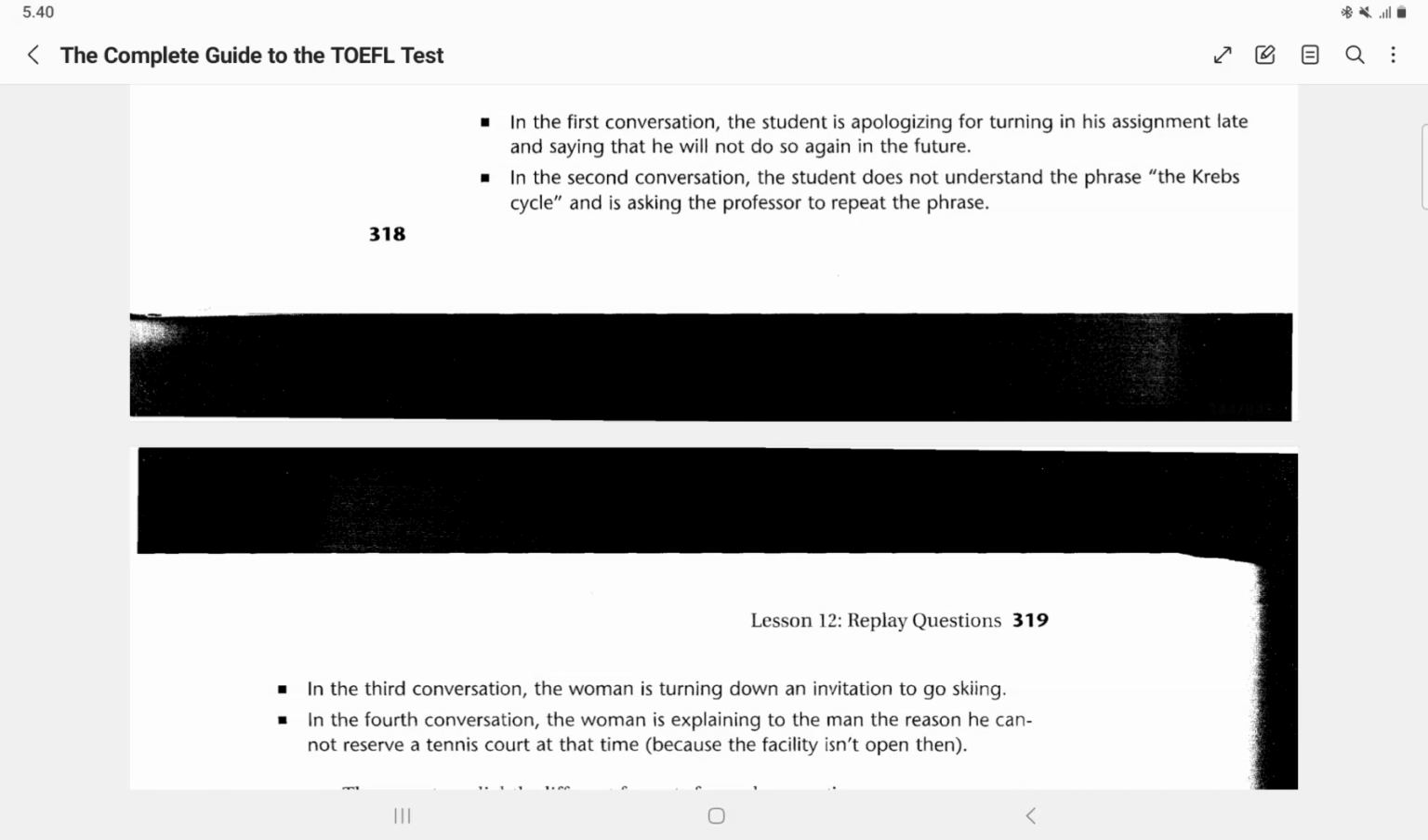Conversation number 4. University Recreation Center, Jill speaking. Yeah, hi. I'm calling to reserve a tennis court on Friday morning at 6:30 a.m. At 6:30 in the morning? I'm sorry, but we don't even open until 7:30.